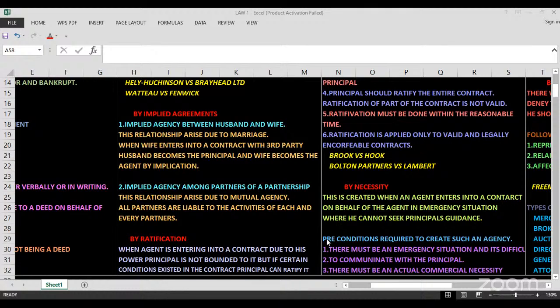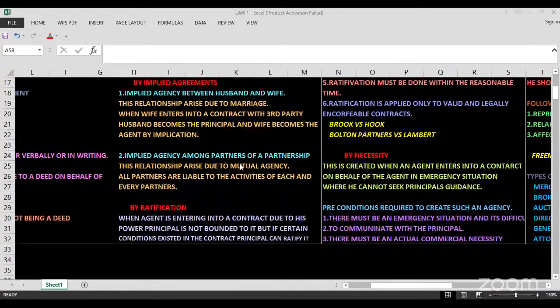So why? What's there? That is once again an implied relationship. So for one partner's activity, other partners are also liable. Then that liability is created because of his implied agreement. They are the agent. So this relationship arises due to mutual agency. All the partners are liable for the activities of each and every partner. Hope that is clear. Right.